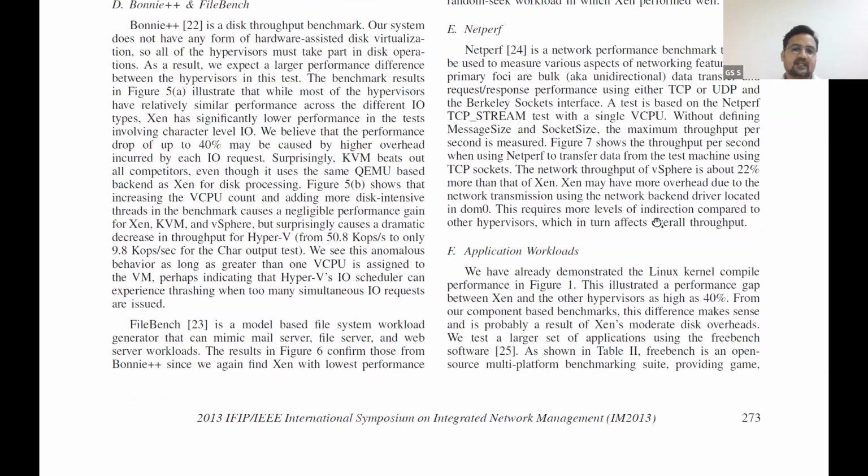Finally comes the application workloads. What can be application workloads? Web servers, database servers, right? These are application workloads. So there is a very good tool you can read here.